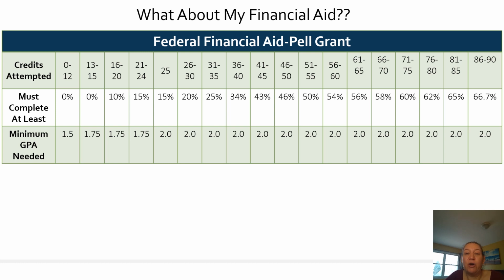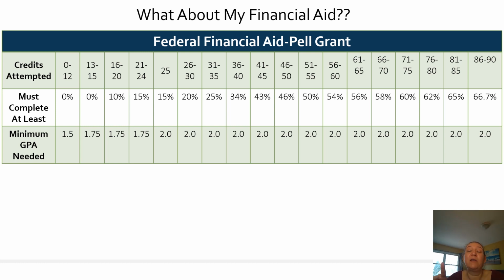So looking at the chart, and you guys now have the copy, so you can pause this and look at it and really figure out where you are. With Pell, which is the federal financial aid, you're looking at your credits attempted, which is along the top row, and then how much must be completed. So if you see 0 to 12, if you've attempted 0 credits, of course, you don't have to have anything completed. But even if you have attempted 12 credits, you don't necessarily have to have any of them completed.